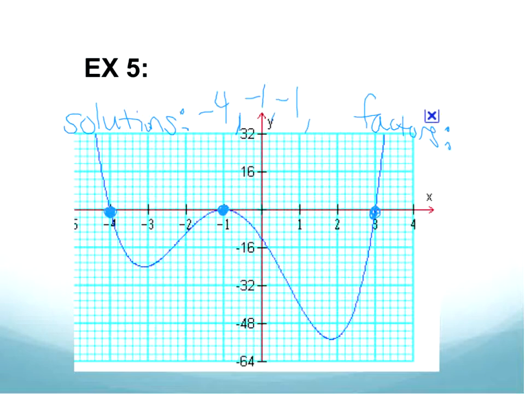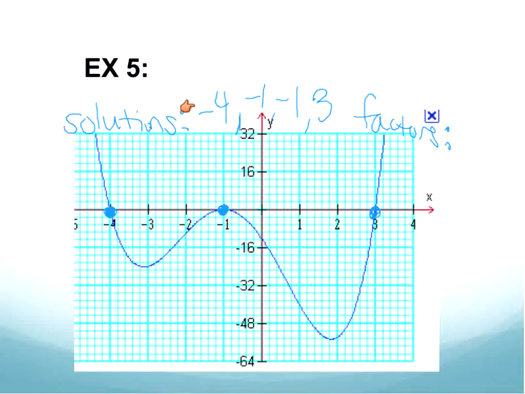How about 3? What happens at 3? It crosses, which means how many times do I list it? Once. Great job. You guys did great. So if it crosses, that's a 1 multiplicity. If it touches and goes the other way, you list it twice.